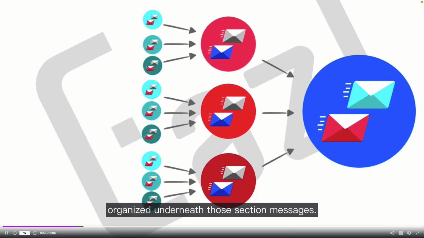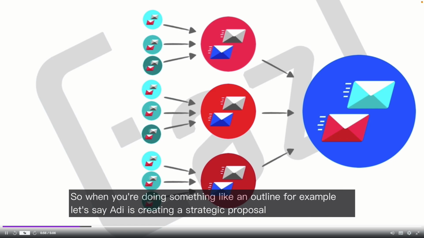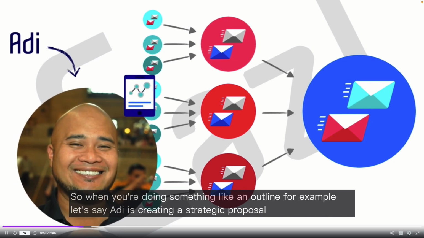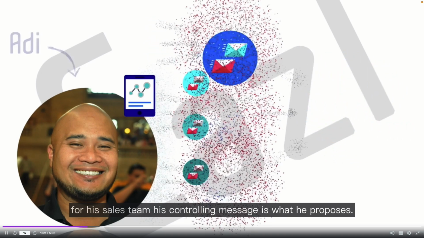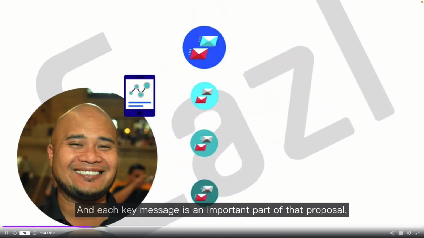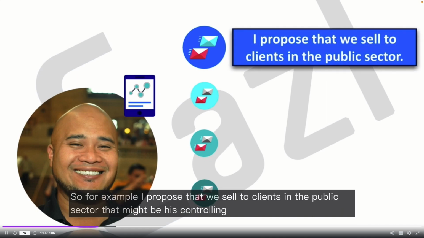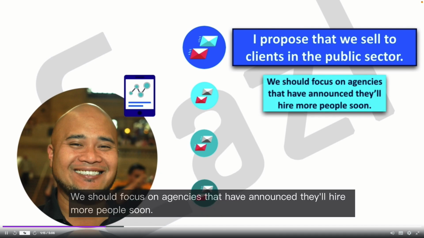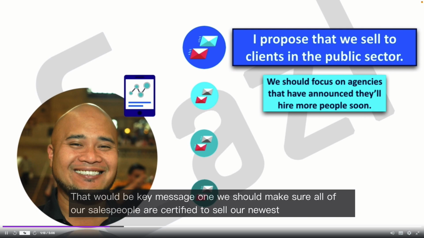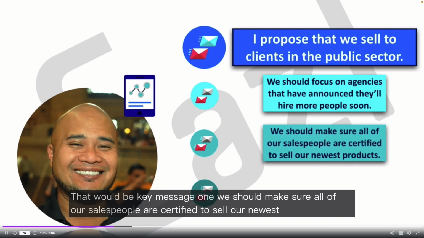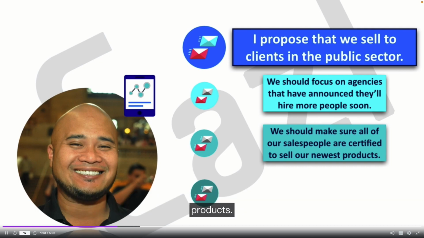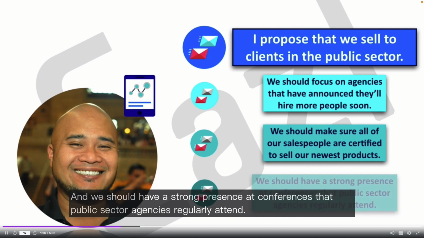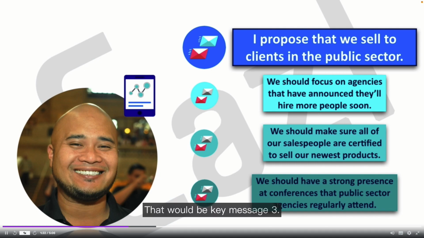So when you're doing something like an outline, for example, let's say Adi is creating a strategic proposal for his sales team. His controlling message is what he proposes, and each key message is an important part of that proposal. So, for example, I propose that we sell to clients in the public sector. That might be his controlling message. We should focus on agencies that have announced they'll hire more people soon. That would be key message 1. We should make sure all of our salespeople are certified to sell our newest products. That would be key message 2. And we should have a strong presence at conferences that public sector agencies regularly attend. That would be key message 3.